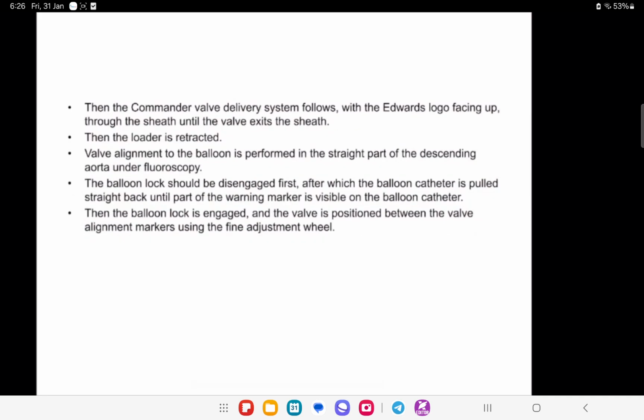Then the Commander valve delivery system follows, with the Edwards logo facing up, through the sheath until the valve exits the sheath. Then the loader is retracted. The valve alignment to the balloon is performed in the straight part of the descending aorta under fluoroscopy. The balloon lock should be disengaged first. After that, the balloon catheter is pulled straight back until part of the warning marker is visible on the balloon catheter. Then the balloon lock is engaged, and the valve is positioned between the valve alignment markers using the fine adjustment wheel.